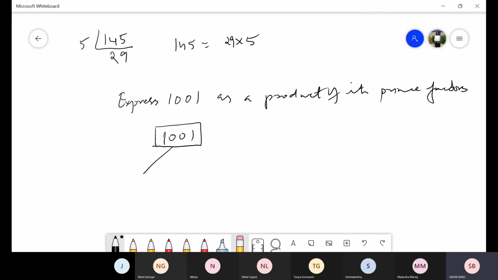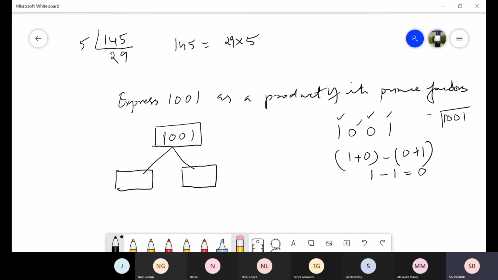So can you give me one fact that is divisible by 7? 7 1s are 7, 7 4s are 28. Yes, 7 143s are 1001. So 7 and 143. Now after that, 143 also you can divide. How will you do it?